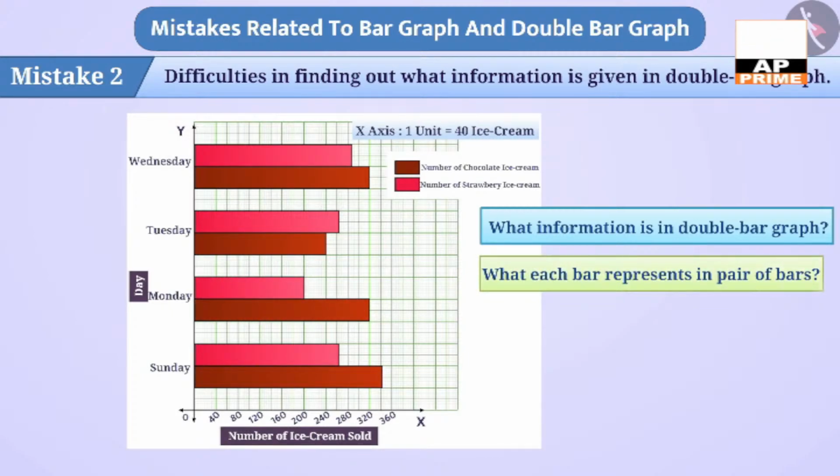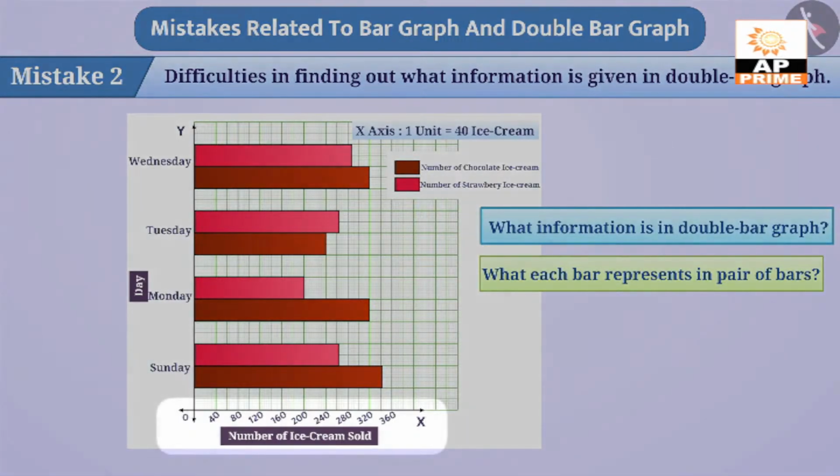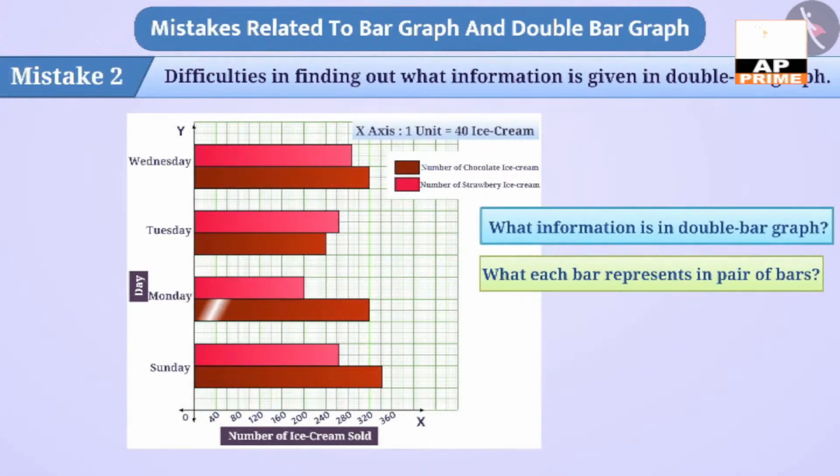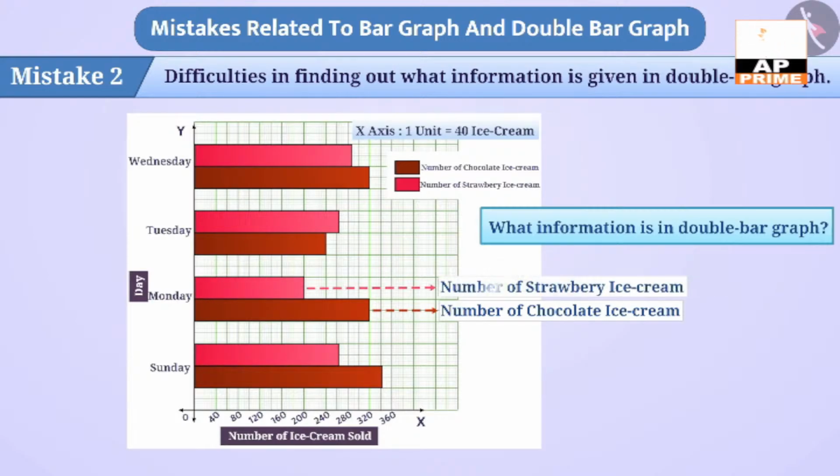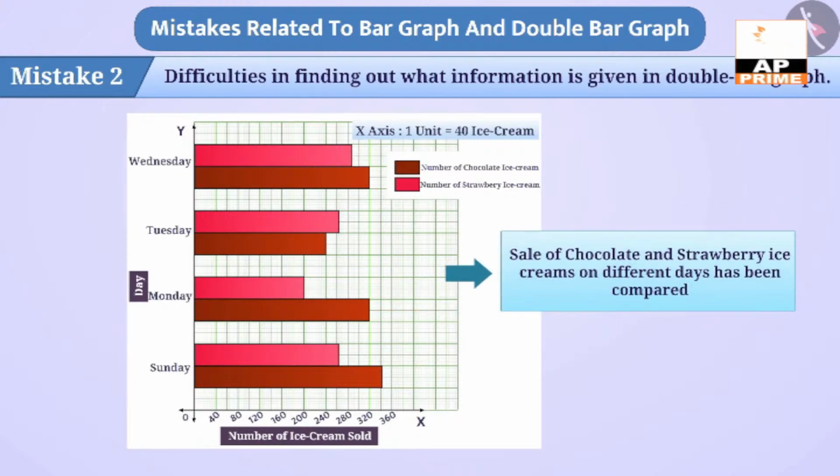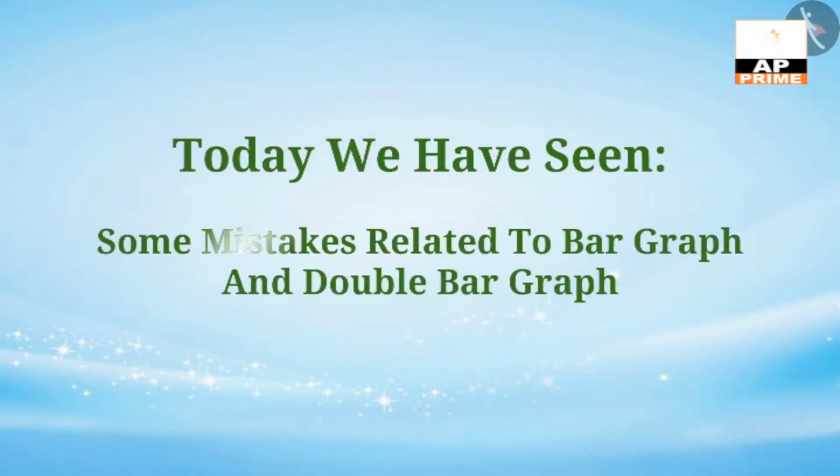Here, the number of ice creams sold is shown on the x-axis and the days are shown on the y-axis. Here, the brown bar represents the number of chocolate ice creams and the pink bar represents the number of strawberry ice creams. With this understanding, we can say that the sale of chocolate and strawberry ice creams on different days has been compared in the double bar graph shown. So today we have seen some mistakes related to bar graph and double bar graph.